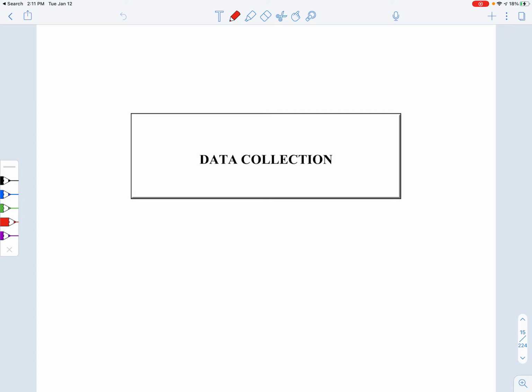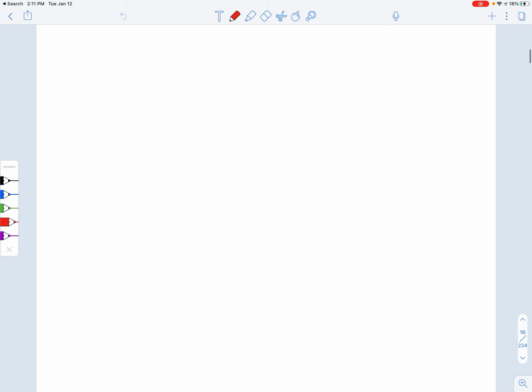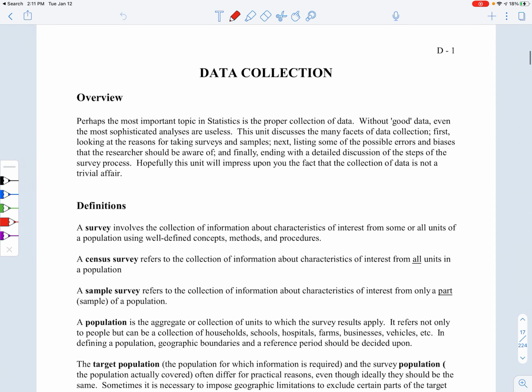Hello class and welcome to Unit D on data collection. This particular unit is one where we're going to get away from the numbers. We're not going to be doing a bunch of calculations here. But it's a really important unit.